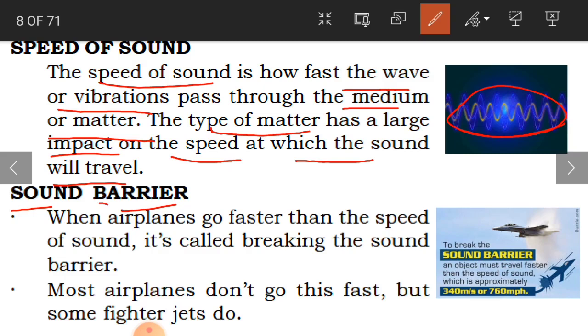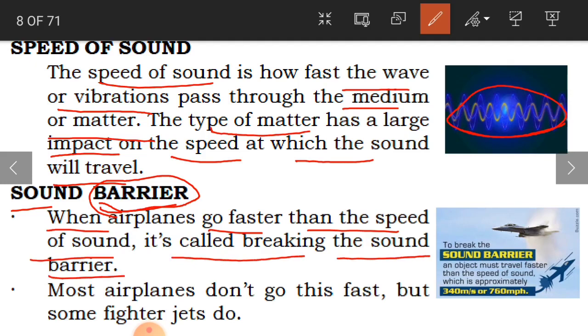And what is the sound barrier? In the name itself you can guess. Barrier means a fence, like a compound wall for our house, where outsiders are not going to enter our main door. When aeroplanes go faster than the speed of sound, it is called breaking the sound barrier.